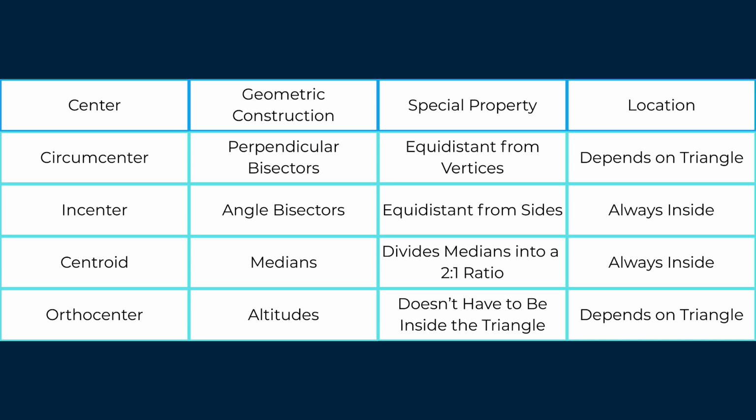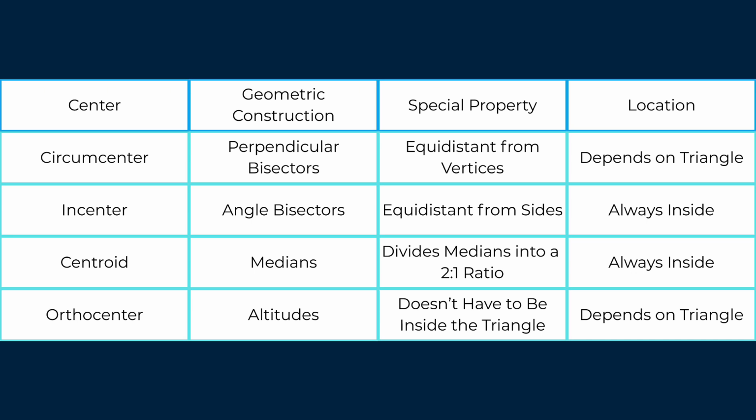And the orthocenter doesn't really have to be inside a triangle. Now, the incenter and the centroid are always inside the triangle, but the circumcenter and the orthocenter depend on the triangle. It depends on whether it's a right triangle, whether it's acute or obtuse. It really depends.